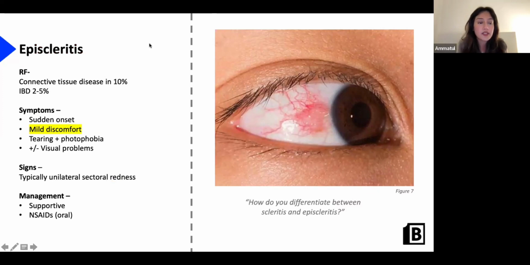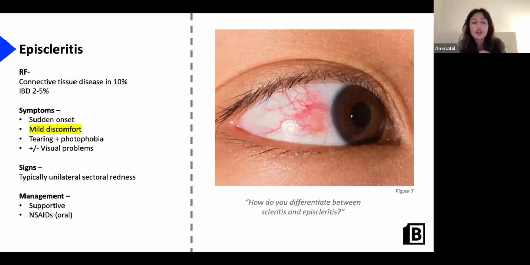Okay, and then episcleritis, which is also associated with connective tissue diseases. However, it's less commonly associated. Episcleritis is associated with IBD as well, such as Crohn's and UC. The onset for episcleritis is sudden, which can be differentiated with the subacute onset for scleritis, and the discomfort is mild. There is tearing, there is photophobia present, and it may affect the entire eye, but usually it's sectoral and it's unilateral when it presents normally.